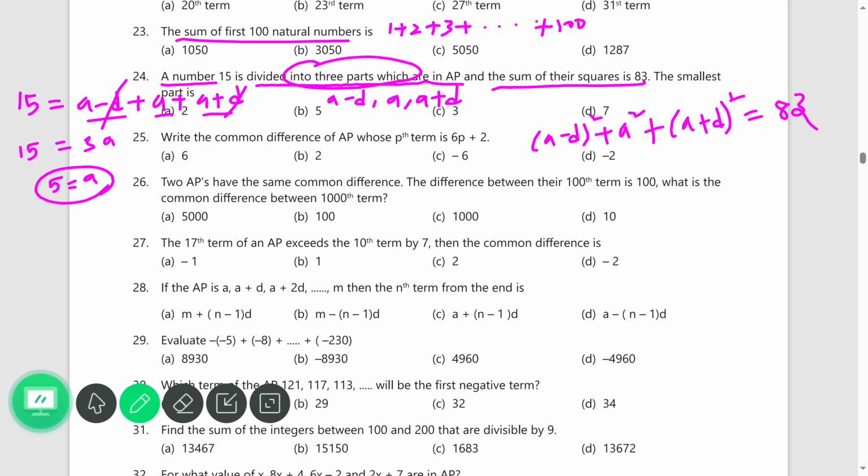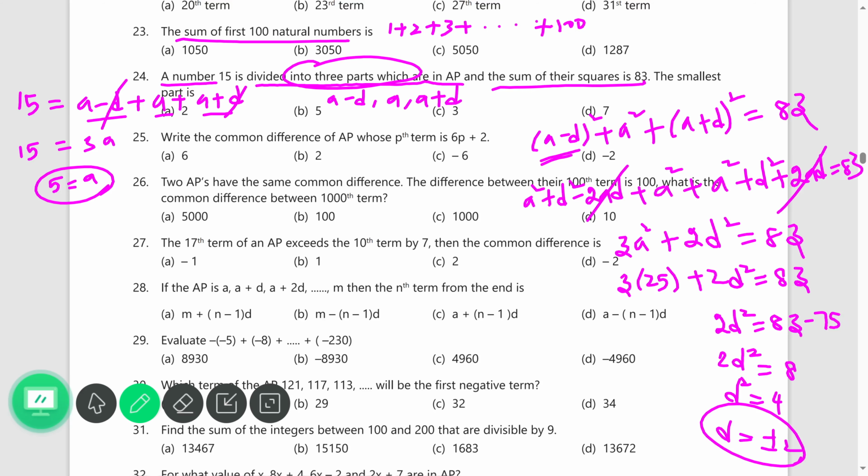One time how many? 4. Then D equal to what? Plus or minus 2. Then I can get 2 answers here, for A minus D.